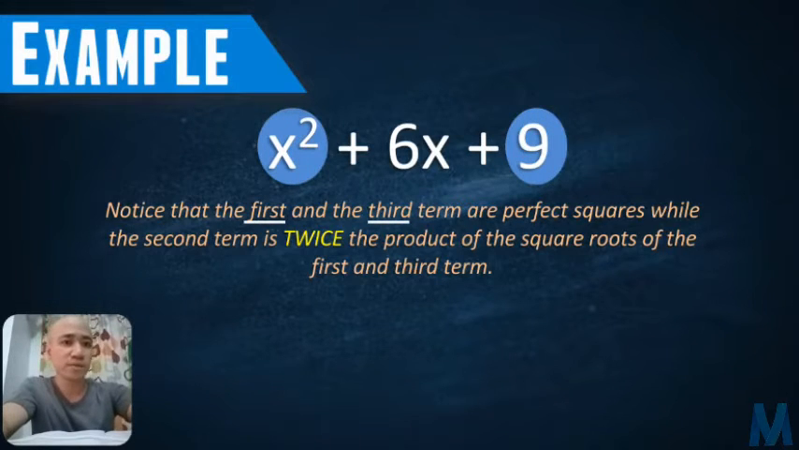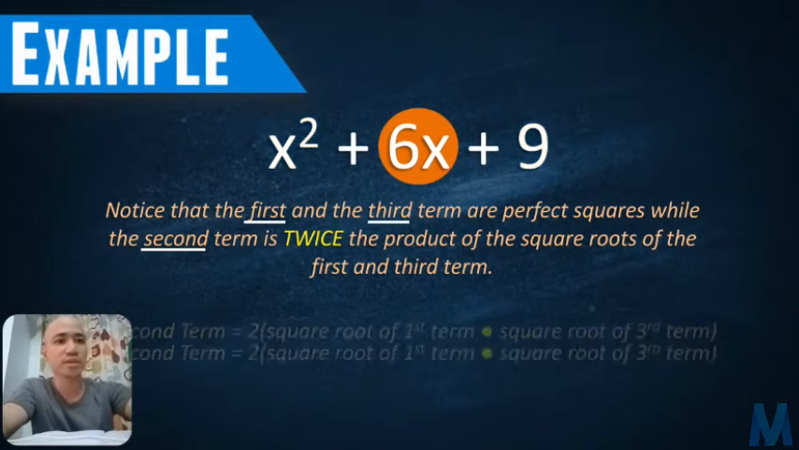So notice that the first and third term, again, first and third term are perfect squares, while the second term is twice the product of the square roots of the first and third term.